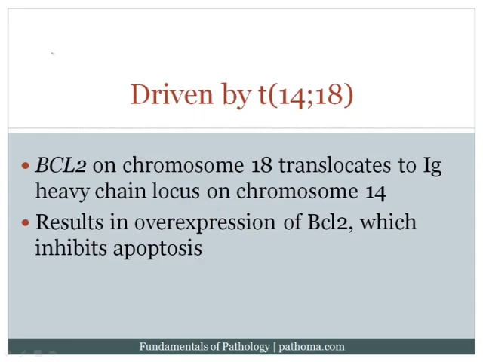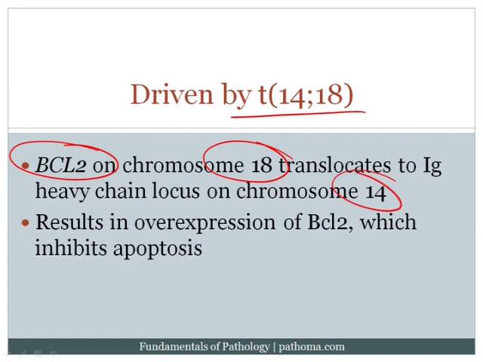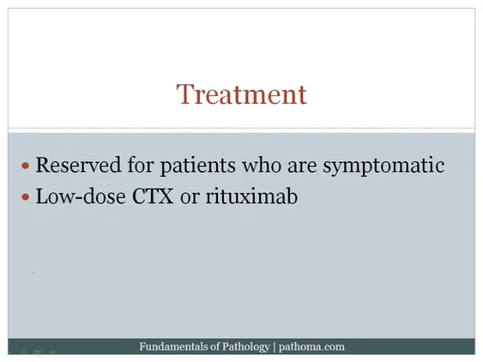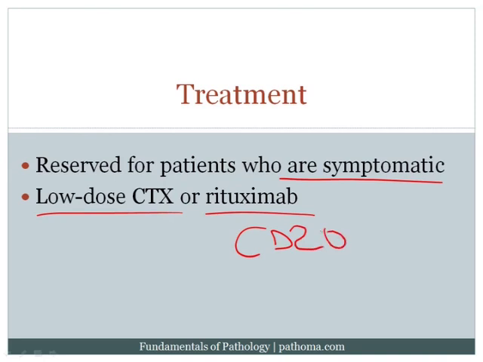And that's what I'm highlighting here in your slide, where I say that it's driven by a 14-18 translocation, and that involves BCL2 on chromosome 18, which translocates to the immunoglobulin heavy chain locus on chromosome 14. Again, overexpression of BCL2 then inhibits apoptosis. These patients are relatively asymptomatic, and they live for a long period of time with this disease. Treatment is usually reserved for patients who are symptomatic, and one way by which we could treat is to give low-dose chemotherapy. Another way would be to give a drug called rituximab, which is an anti-CD20 antibody. So this is another way by which we could treat follicular lymphoma.